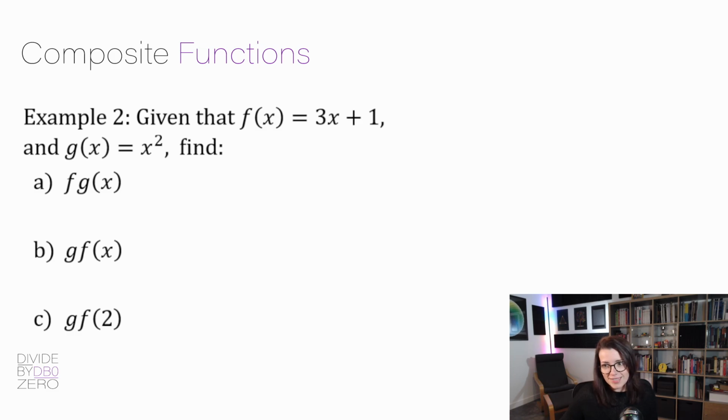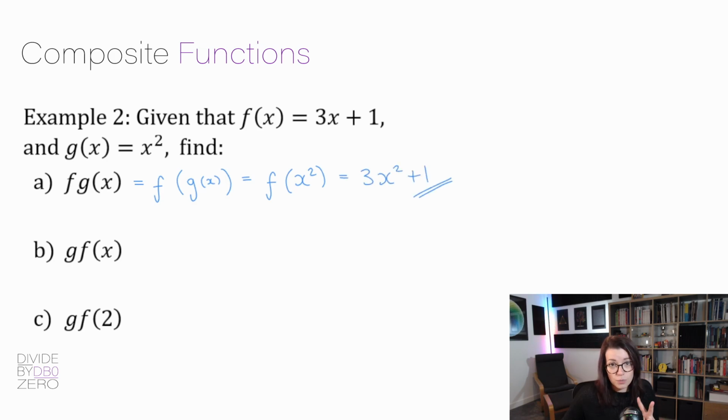Given that f of x is equal to 3x plus 1 and g of x is equal to x squared, find f of g of x. First thing I like to do is to rewrite it with a second set of brackets so that I can see g of x is going to go into f of x. That means we're going to have f of x squared. And if we put x squared as the input into f of x, we get 3x squared plus 1.